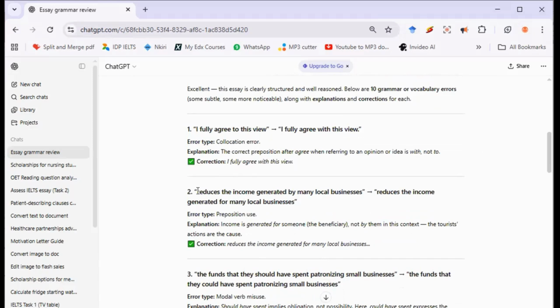Next one, it says, "reduces the income generated by many local businesses." Look at what it says: "reduces the income generated for". I used the word "by", not "for". Now he wants to explain: income is generated for someone, not by them. Do you get that correction? Yes. It's a very, very important preposition error to avoid.